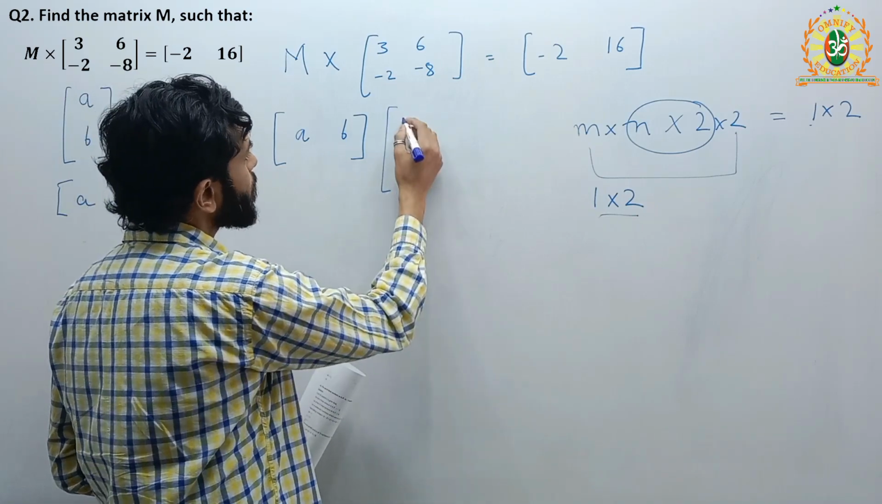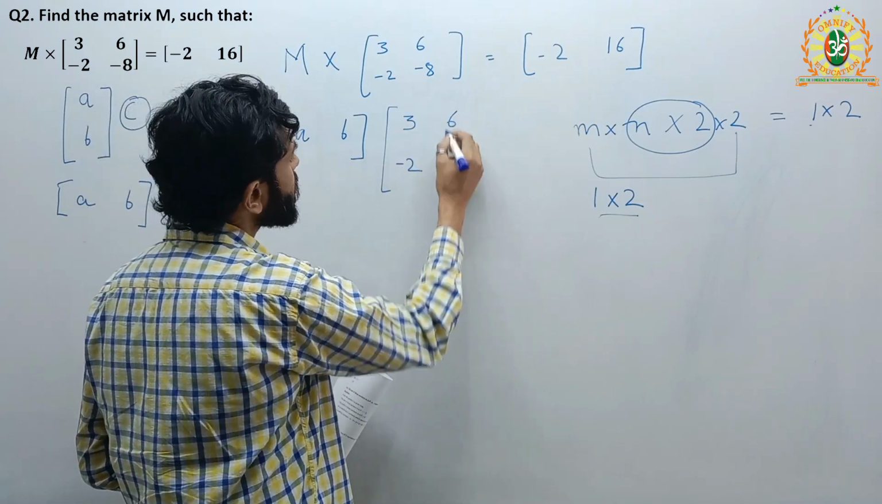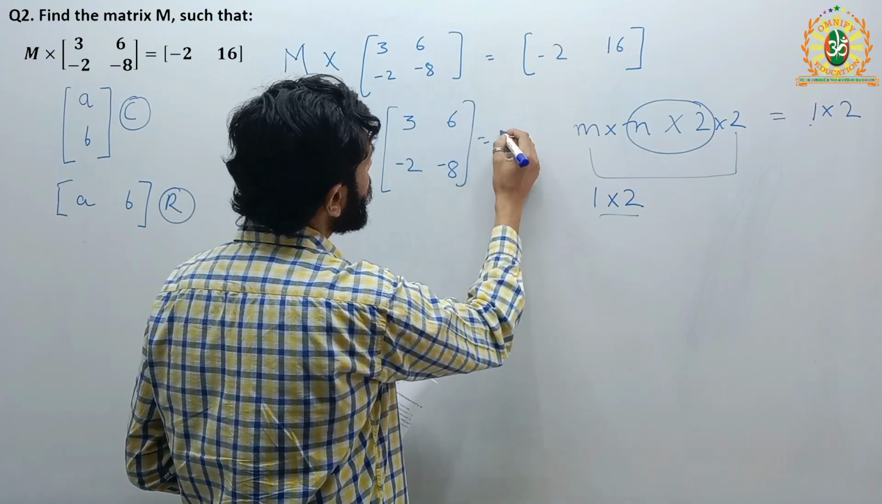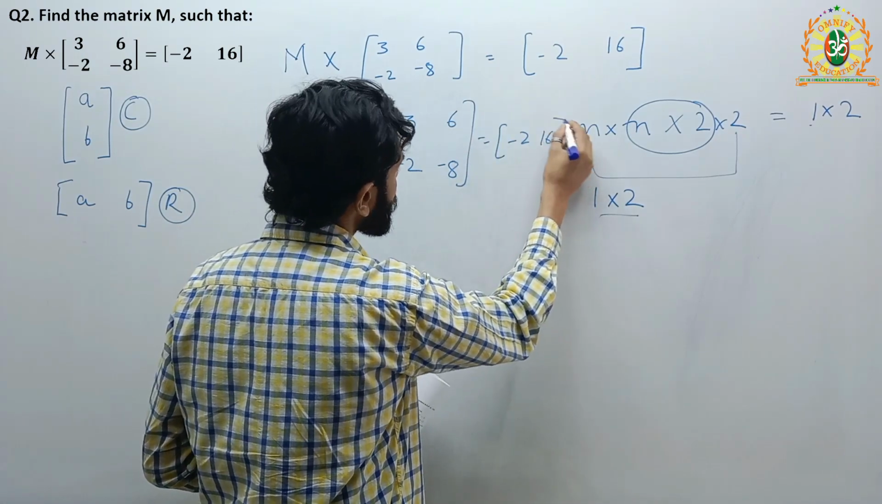Now 3 minus 2, 6 minus 8 will be equal to -2, 16.